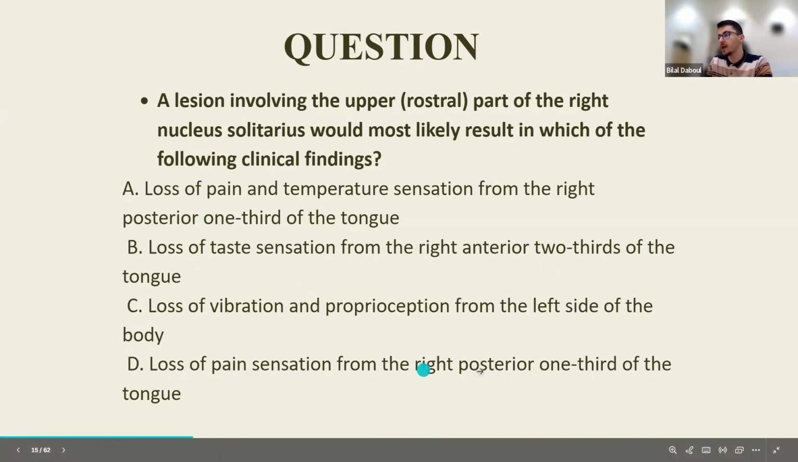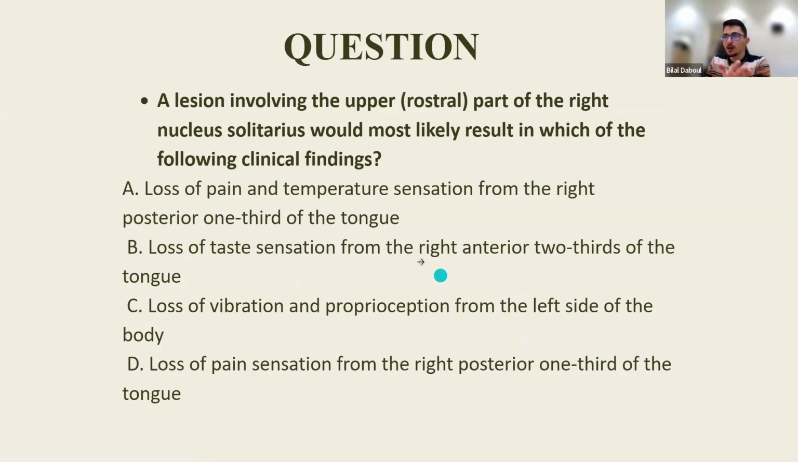Loss of pain sensation from the right posterior one-third of the tongue. So pause the video. Again, this question is very simple. The rostral NTS is also referred to as the gustatory nucleus, so it's directly responsible for taste. So just look for the option for taste. Loss of pain and temperature sensation from the right posterior one-third of the tongue is a function of the glossopharyngeal, and that's general sensation. That's not special sensation, not SVA, special visceral afferent. So you exclude it.